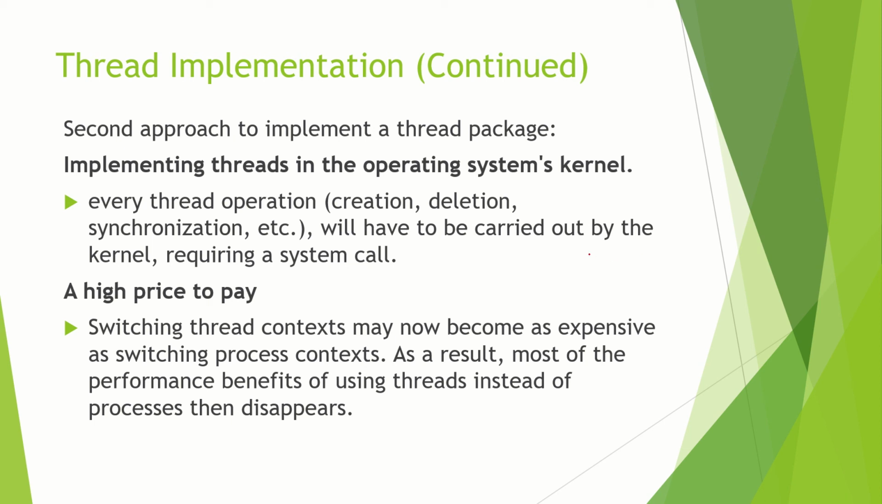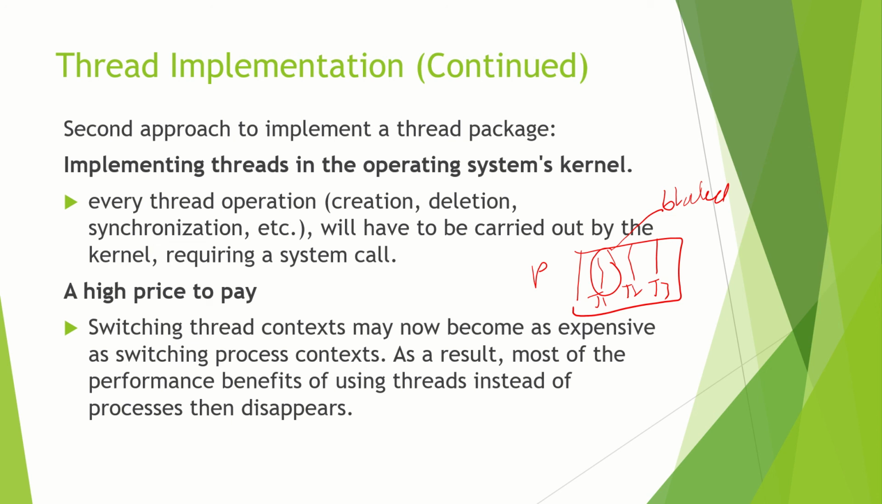Okay, what we have here is, let's say this is a process, and you have thread 1, thread 2, and thread 3. If thread 1 is blocked, thread 2 and thread 3 are still running or can be scheduled to run within the same process.